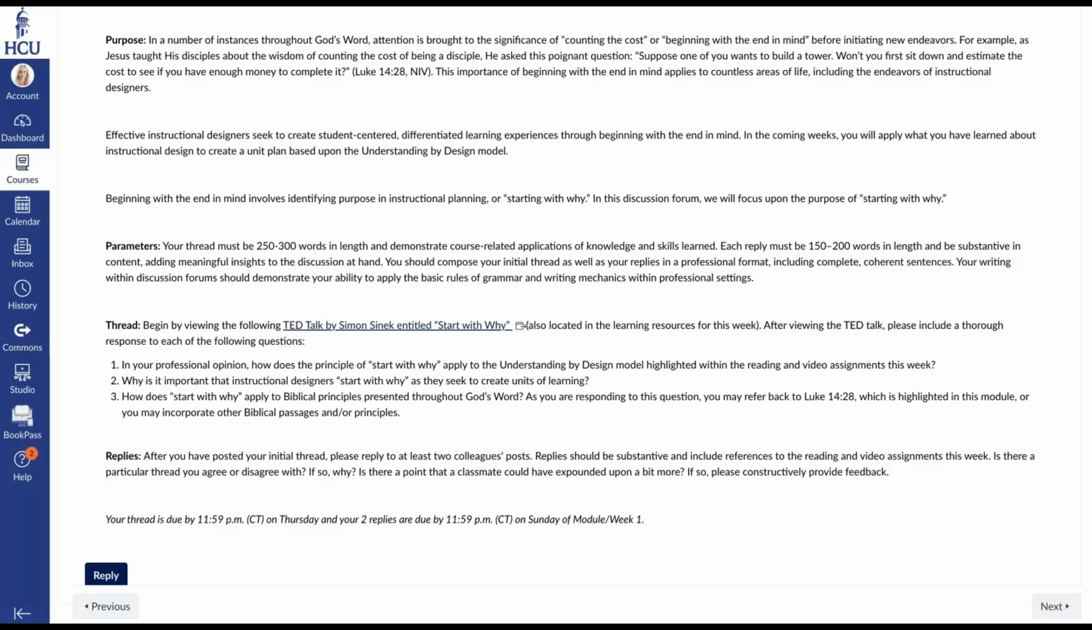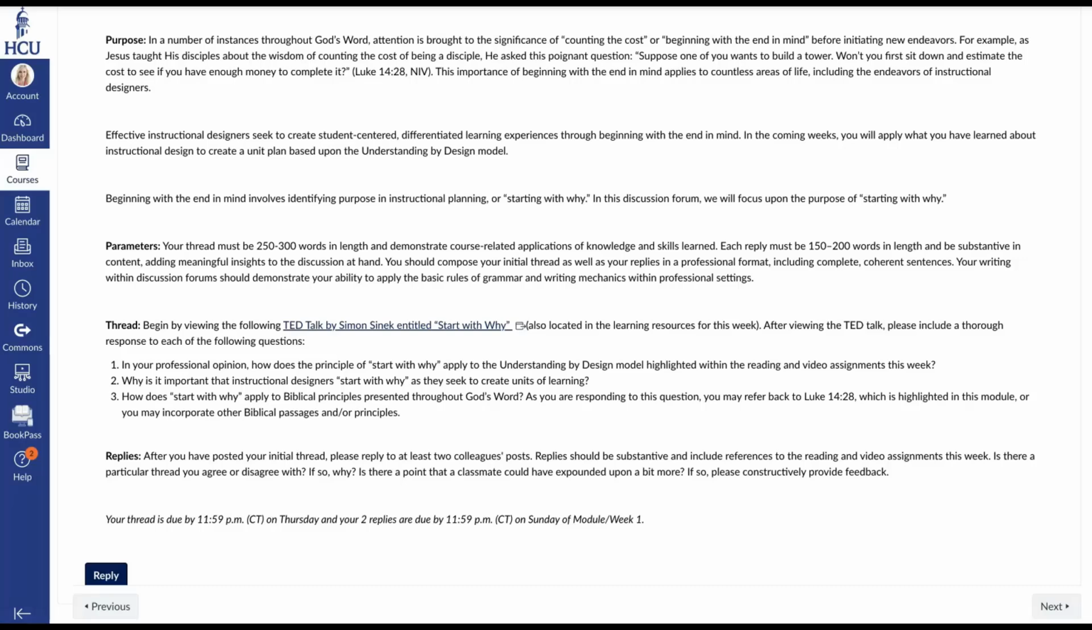The importance of beginning with the end in mind applies to so many areas of life, including the endeavors of instructional designers. Effective instructional designers seek to create student-centered, differentiated learning experiences through beginning with the end in mind. In the coming weeks, you will apply what you have learned about instructional design to create a unit plan based upon the Understanding by Design model.